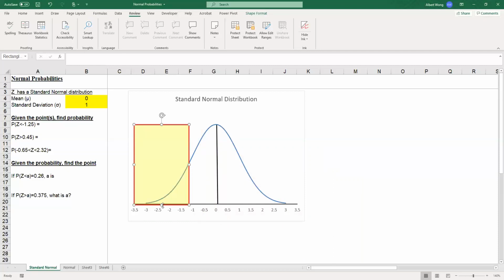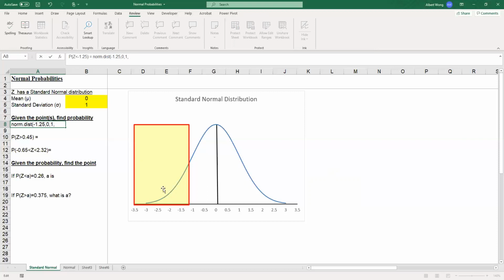Now, in order for us to do that, that's actually pretty easy. All we have to do is to use this function. Actually, what we should do is just use norm.dist in order for us to learn it easily. And then we put the number that we're looking for into the function, so negative 1.25. And in order for us to use this Excel function, we need to specify the mean and the standard deviation. So the mean in this case is 0, the standard deviation is equal to 1.